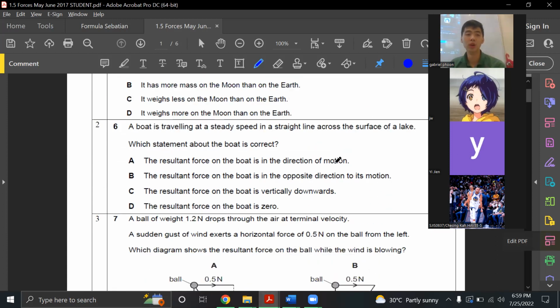Okay, question number 2. Let's go. What's this? A boat is traveling at a steady speed in a straight line across the lake. Which statement about the boat is correct?